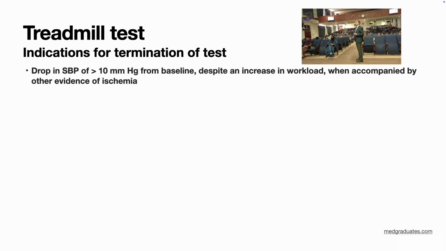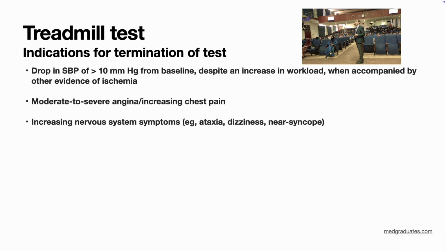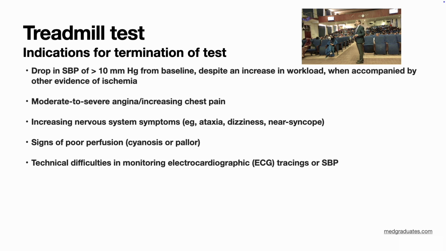And then indications for termination: when we are going to terminate, drop in systolic blood pressure. A hypotensive response is very serious. It's more serious than a hypertensive response. A hypotensive response means the coronaries are not really very good. Moderate to severe ischemia, angina, increasing chest pain, increasing nervous system symptoms like ataxia, dizziness, or near syncope. Signs of poor perfusion like development of facial pallor, cyanosis. Technical difficulties monitoring ECG tracing or monitoring the blood pressure. Subject's desire to stop. Patient says, I can't do any more, stop it.